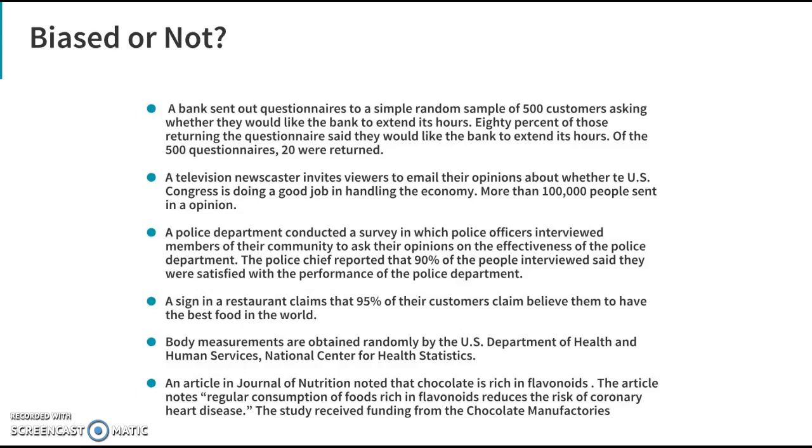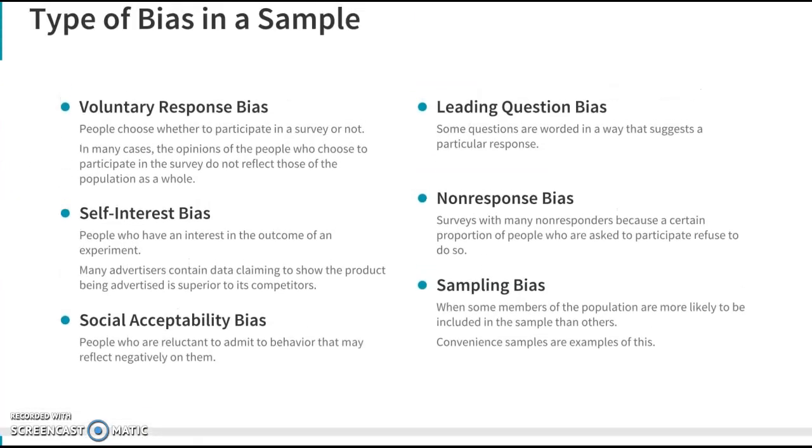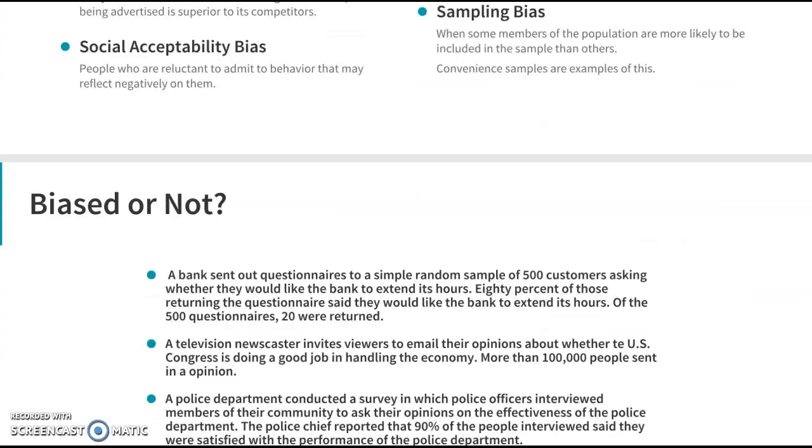A bank sent out questionnaires to a simple random sample of 500 customers asking whether they would like the bank to extend its hours. 80% of those returning the questionnaire said that they would like the bank to extend its hours. Of the 500 questionnaires, 20 were returned. 2 things. Okay, 500 were sent out, 20 were returned. I've got non-response. Also, since there was a survey that was sent out, you can choose to respond to it or not. Voluntary response bias. So you got 2 things going on there.